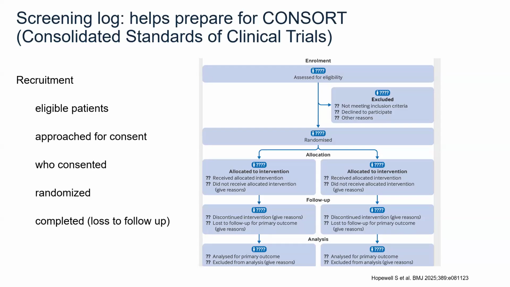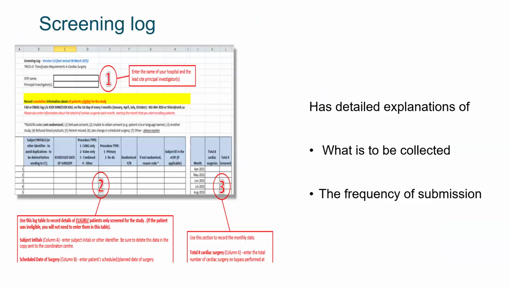Essentially, it's required to determine the generalizability of the individuals that were included in your trial in comparison to other patients overall. So as you can see on the left-hand side, I've indicated what to include when it comes to screening patients, such as who was eligible, who was approached for consent, who consented, who was randomized, and who was lost to follow-up. I've given you an example of such a screening log.